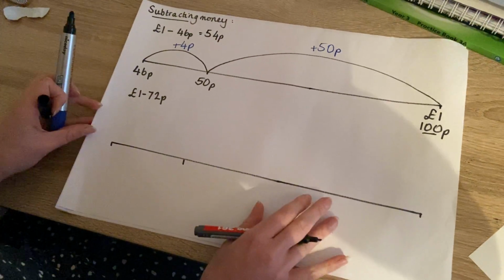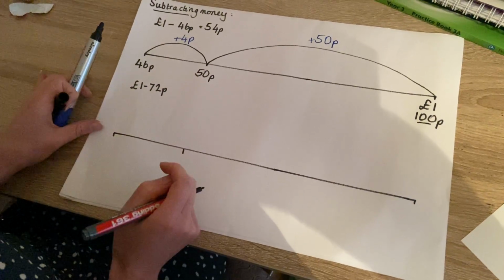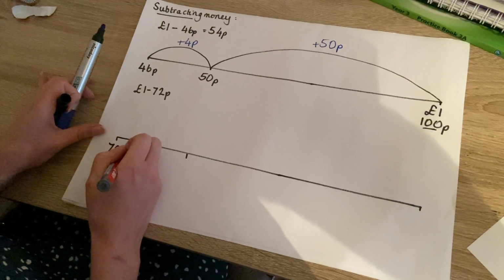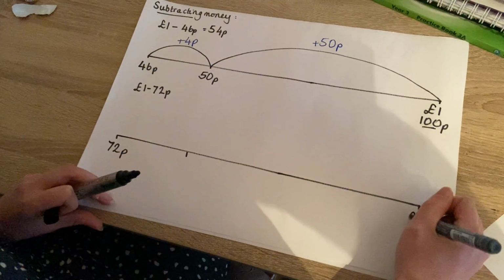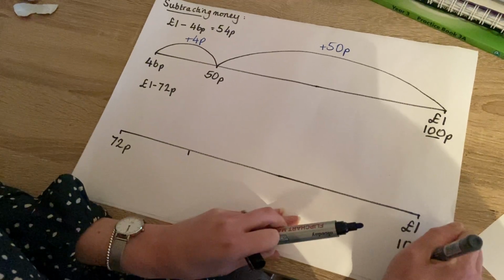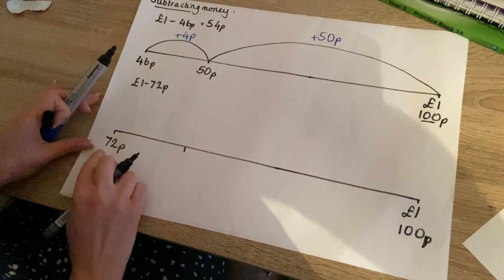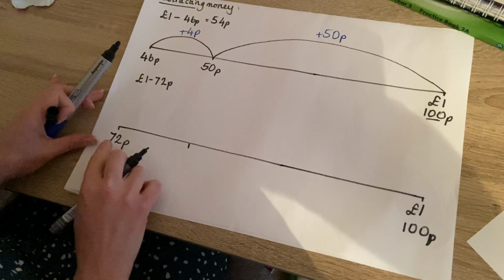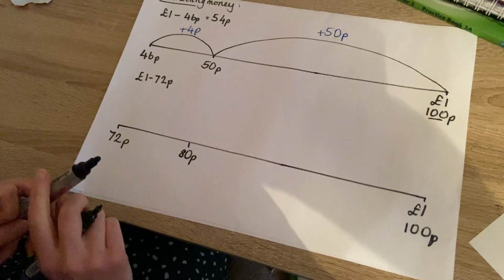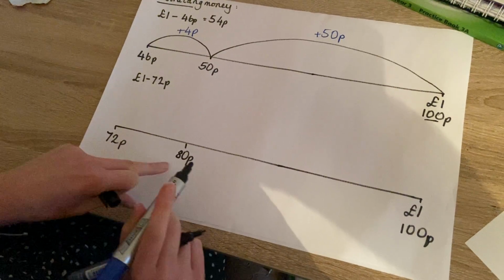Okay, let's look at another example using the pound as a starting point. So we've got £1 minus 72p. Now I'm going to start with the amount that I'm subtracting at the start of my number line, which is 72p, and then I'm going up to £1 or 100p. Okay, so first of all, I'm going to make a jump to the next 10. So after 70 comes 80p. And then again, I'm going to use my number bonds to help me to work out what I add to get from 72 to 80.